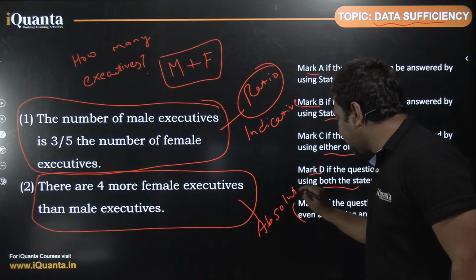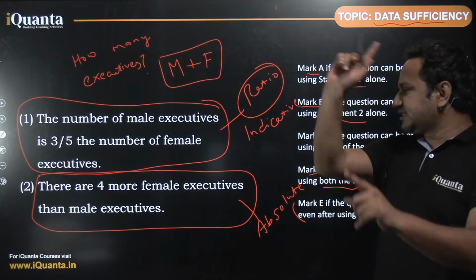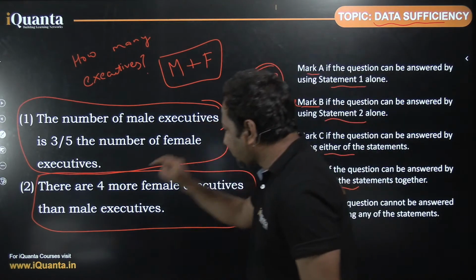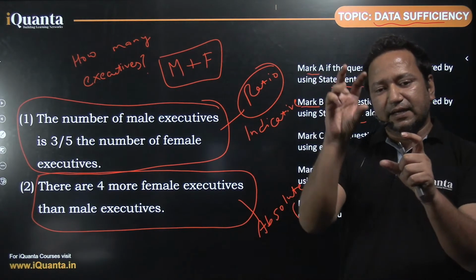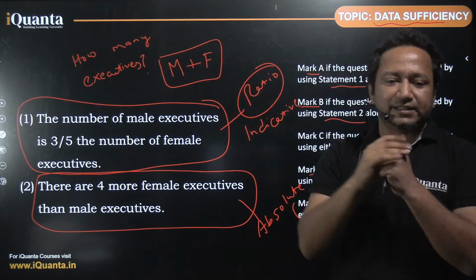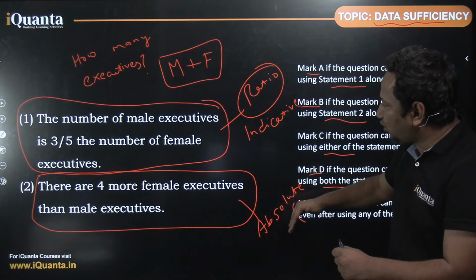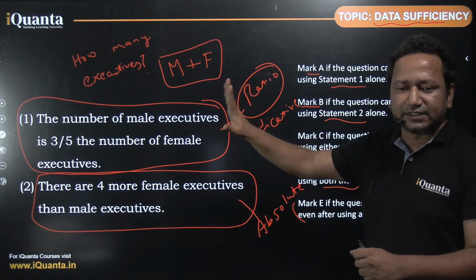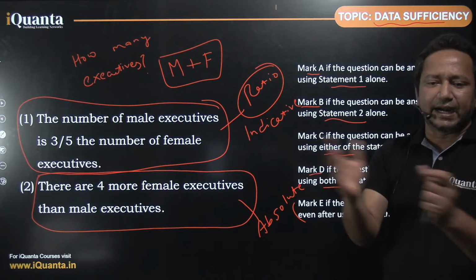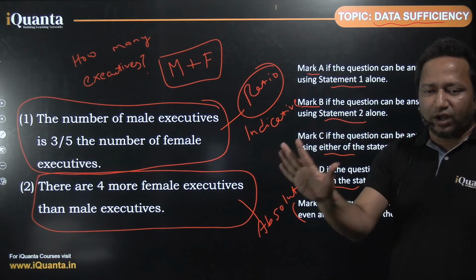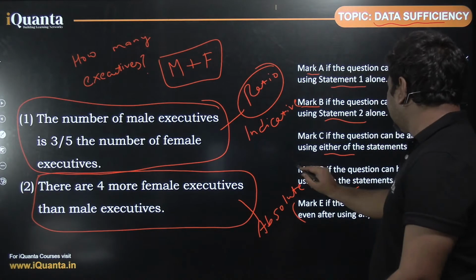So if we know the ratio of males to females is 3:5, and from the second statement we know that in absolute terms there are 4 more females than males, that means we can relate the absolute quantity to the indicative quantity and find the answer. We can find the number of males as well as females, then add them up. That means we are using both statements and we'll mark D.